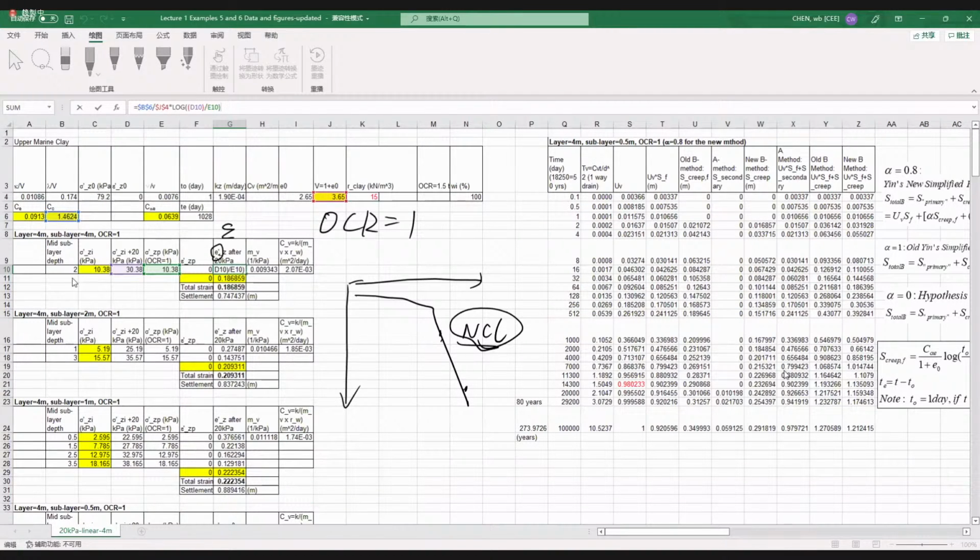And the thing I want to discuss more is about when the layer thickness is 4 meters. The mid sublayer depth is 2. So that means we use the stress change of the middle point of this soil layer to represent the average stress change of the whole layer. If you divide the soil layer into 2 layers, we have 2 mid sublayer depths. For each layer, we calculate the initial vertical stress and the final stress.